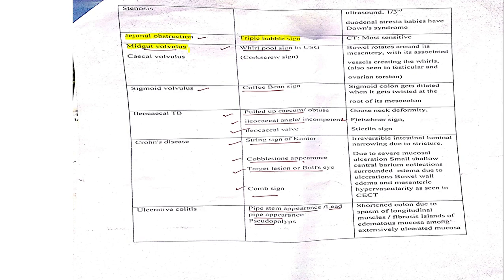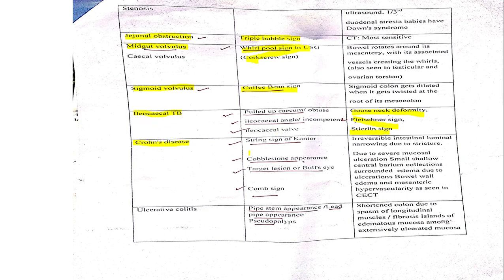Midgut volvulus or cecal volvulus shows whirlpool sign in USG. Sigmoid volvulus shows coffee bean sign. This is due to sigmoid colon getting dilated when it gets twisted at the root of its mesocolon. Ileocecal TB has pulled up cecum, and obtuse ileocecal angle and ileocecal wall changes. It shows gooseneck deformity, Fleischner's sign and Stierlin sign. These 3 signs are important for ileocecal TB.